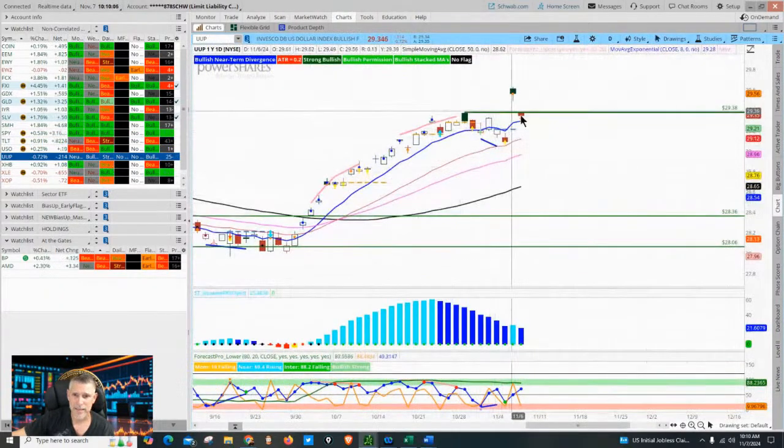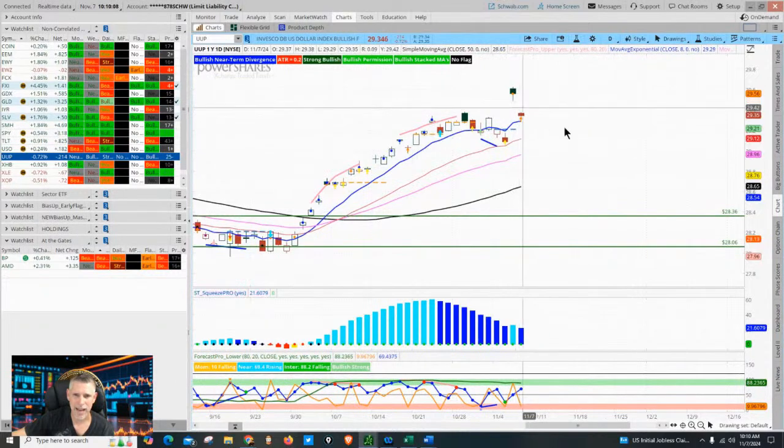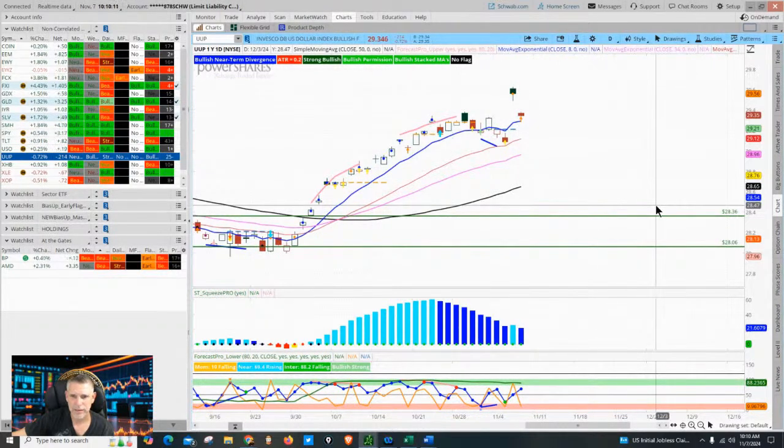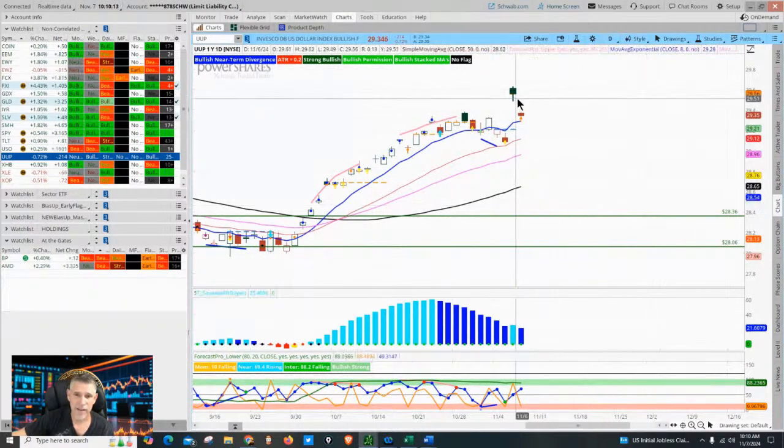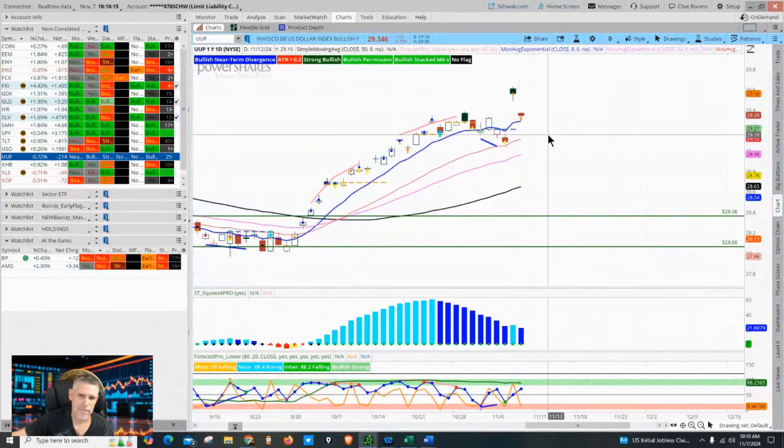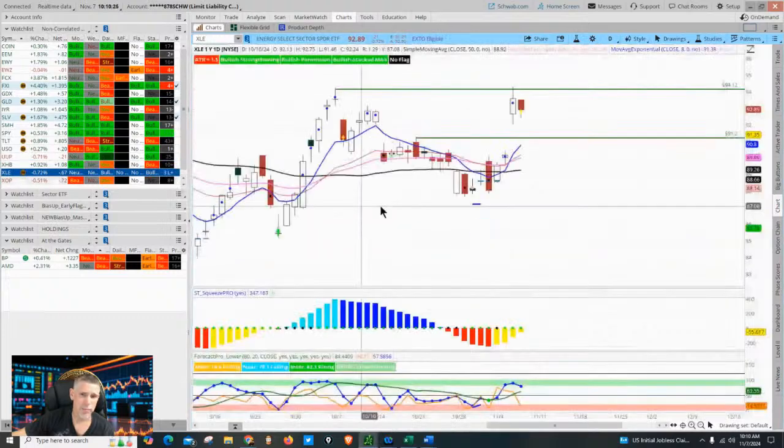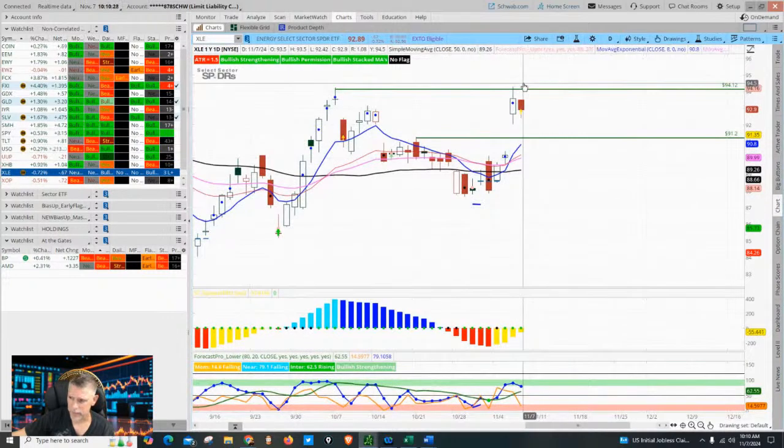Dollar bias up, same thing. Look at this gap down. I'm just not a fan of that, to be honest with you. It is a valid flag, but I've seen too many times that these things act as resistance. I'm going to pass. Energy bias up, breakout setup. Bullish breakout setup, energy.